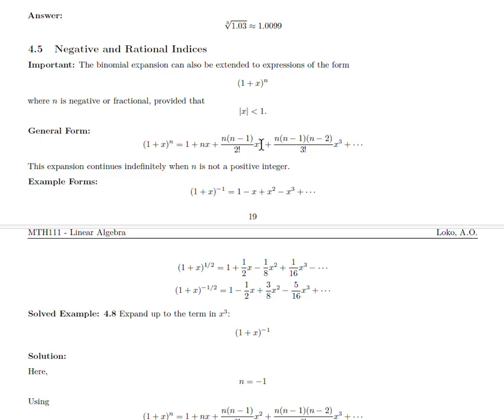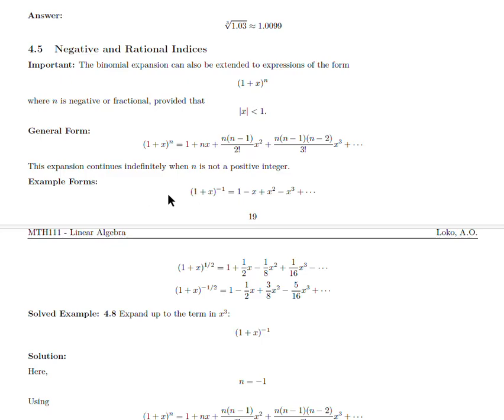We can omit all those terms because they are not significant. Then plus, we'll follow the pattern again, n times (n minus 1) times (n minus 2) over 3 factorial times x cubed. The next one, for instance, would be n times (n minus 1) times (n minus 2) times (n minus 3) over 4 factorial times x raised to power 4, and so on. So you can see the pattern. This expansion continues indefinitely when n is not a positive integer.